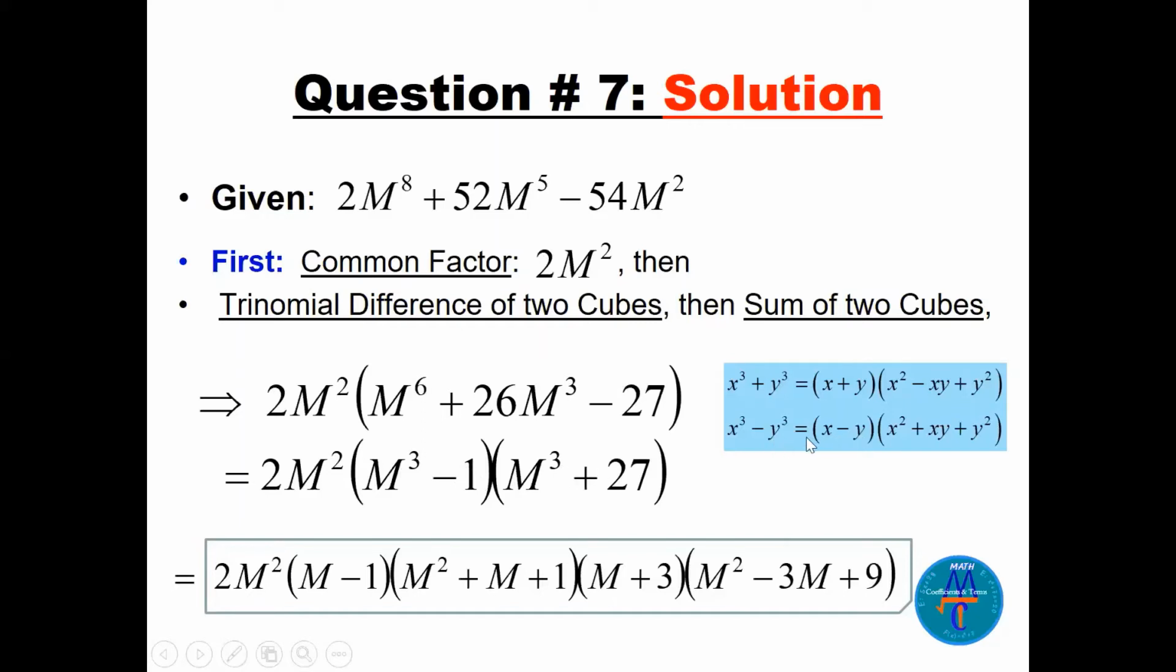Difference, we go here, second formula, x cubed minus y cubed. X is the m and the y is the 1. Go slowly here. M minus 1, m squared plus m plus 1. Now here, m cubed plus 3 cubed, first formula, because it's a sum here. So every x is m, every y is 3. So m plus 3, m squared minus 3m plus 9. That's the factoring for this.